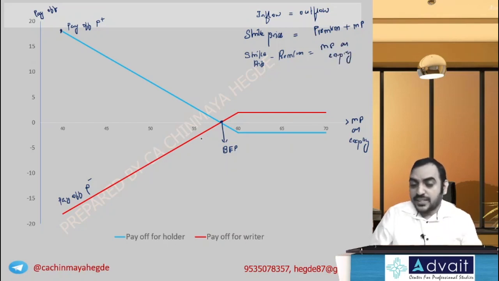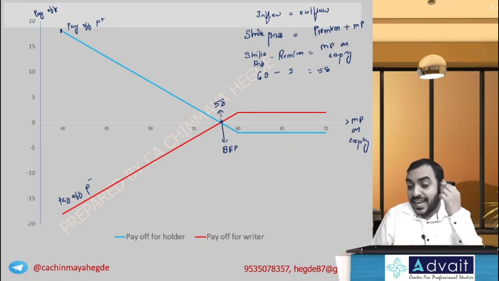In this example, let's apply it. What is the strike price? Strike price was 60 rupees. Premium 2 rupees. So how much do you get? 58 rupees. You can see this amount represents the break-even point at 58. This point is exactly 58.